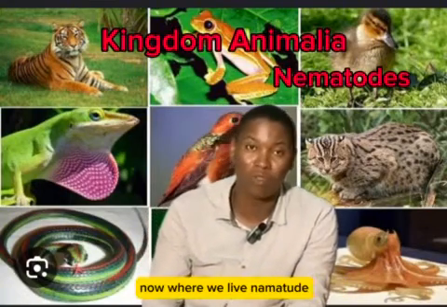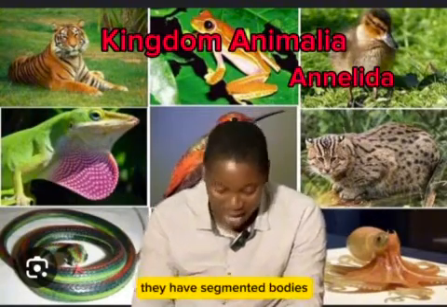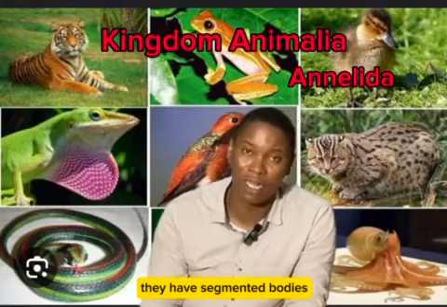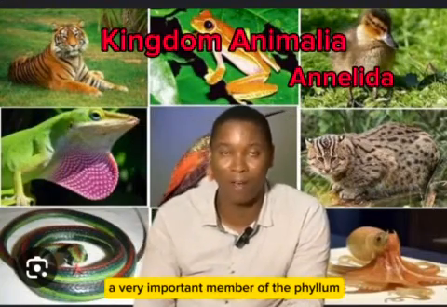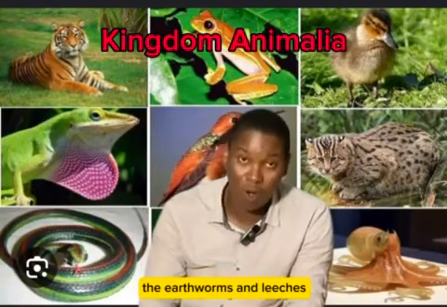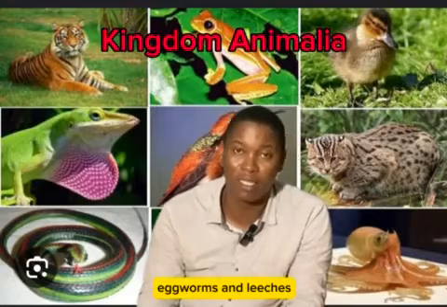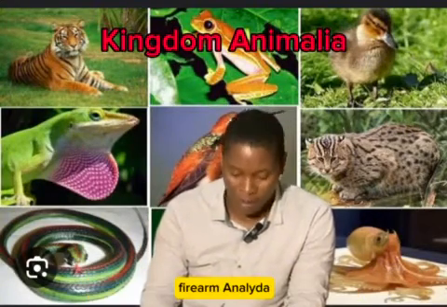Now, when we leave nematodes, we also have the phylum Annelida. The Annelida have segmented bodies, and these bodies are segmented both internally and externally. A very important member of the phylum Annelida is our earthworms. Earthworms and leeches are examples of organisms that we have in the phylum Annelida.